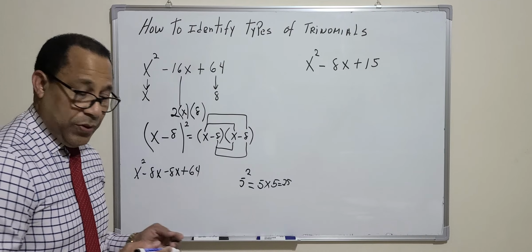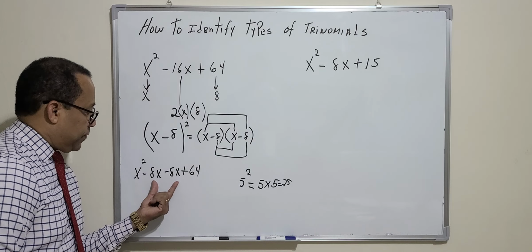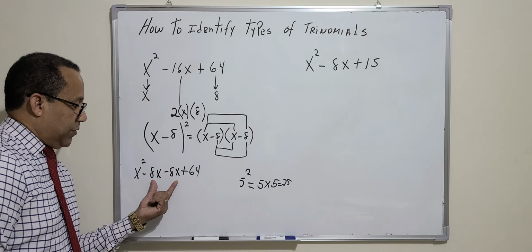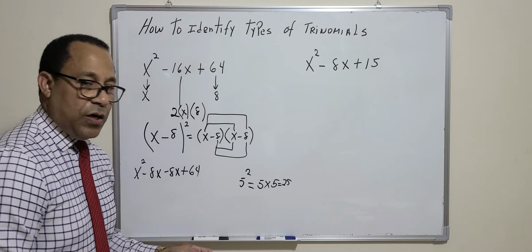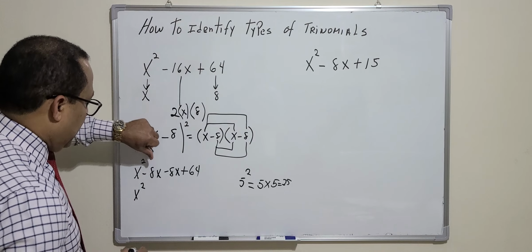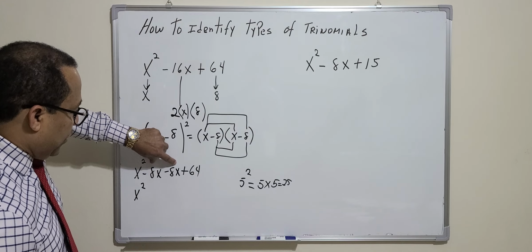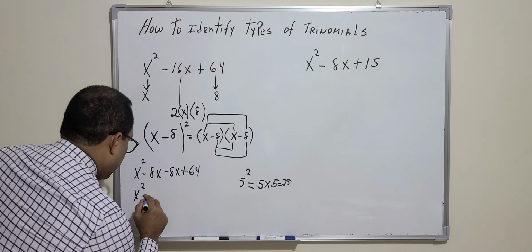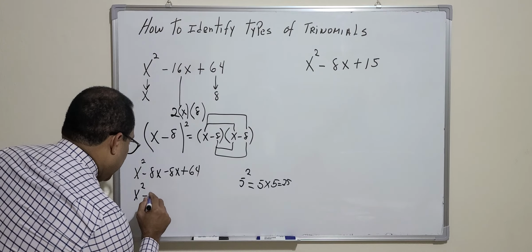We know the like terms. These two are the like terms. So I'm going to solve this. Bring down the x to the second power. Negative 8x minus 8x equals negative 16x.